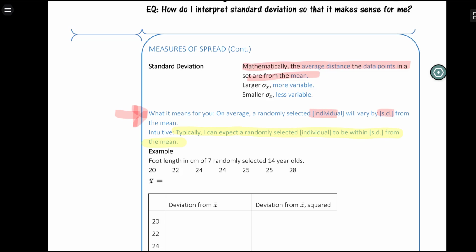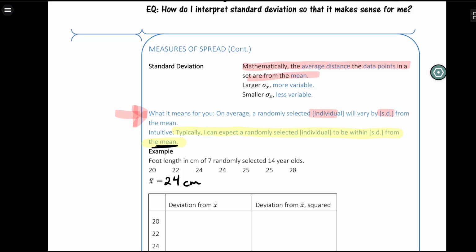So the first thing we need to do is find the mean, because we know the mean is in the definition, right? So we need to find the mean. Adding all of these up and then dividing by 7, I'll just go ahead and cheat. I know the answer, and that is 24 centimeters is the average 14-year-old's foot length in this sample.